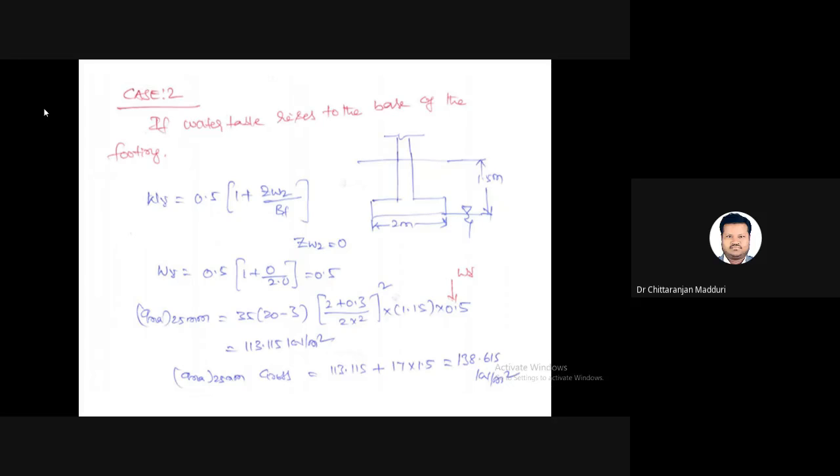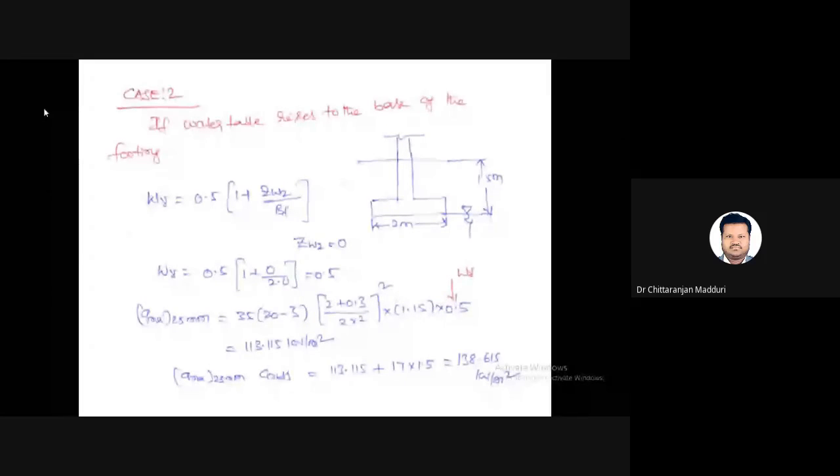So net allowable bearing pressure for 25 mm settlement equal to 113.115 kN per meter square. So for 25 mm, gross allowable pressure equal to 138.615 by including the self weight of the soil above the foundation.